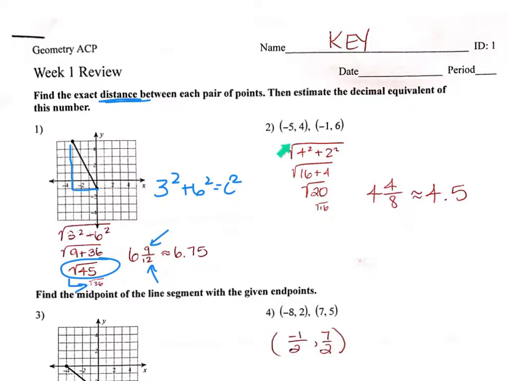Similar process on question 2, but to find my two sides, I just want to find the difference between the x values and then the difference between the y values. So how far apart are -5 and -1? That's 4, so I'm going to use 4 squared. And then how far apart are 4 and 6, which is 2, so 2 squared. Same process over here to approximate that square root.